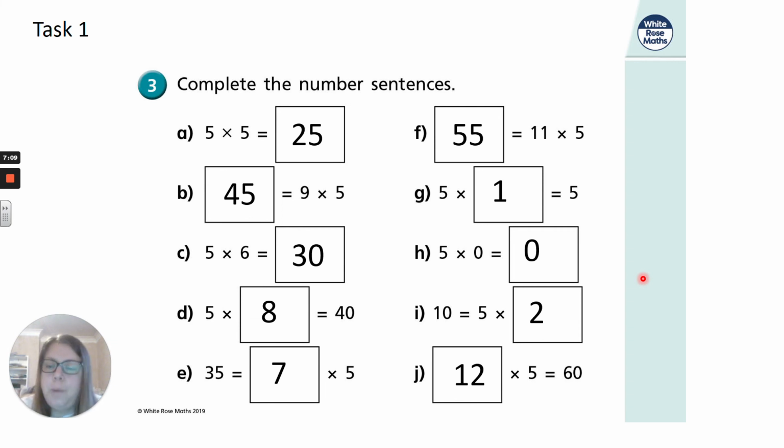If you got any wrong, if you popped a dot, maybe have a look and see where you went wrong. Or if you need to ask your grown-up for some help, then make sure you do, because like I say, it is important to know your times tables.